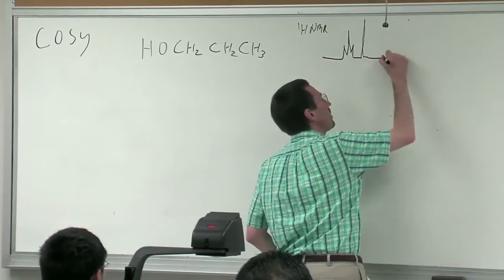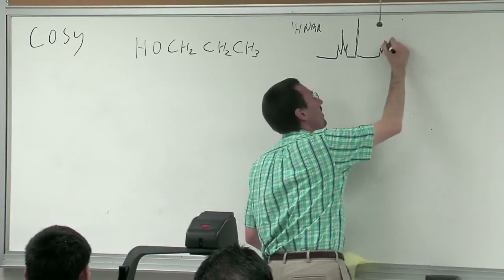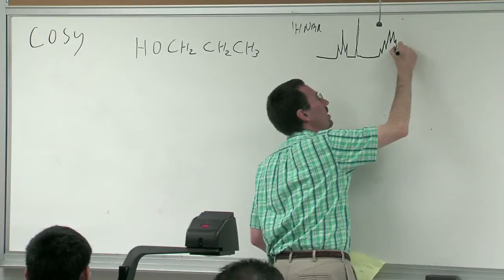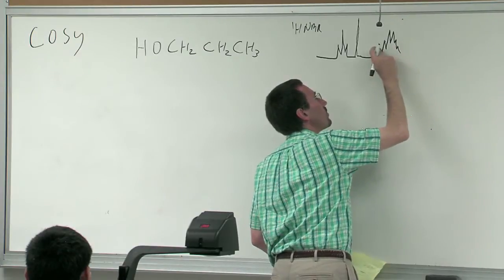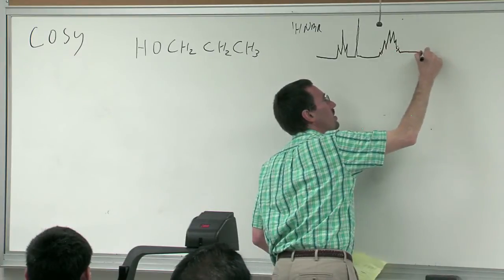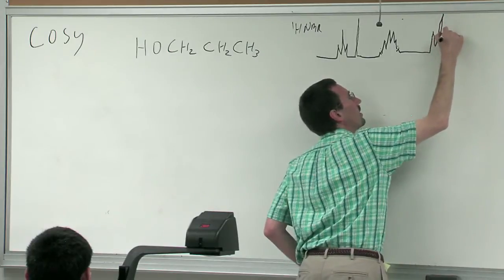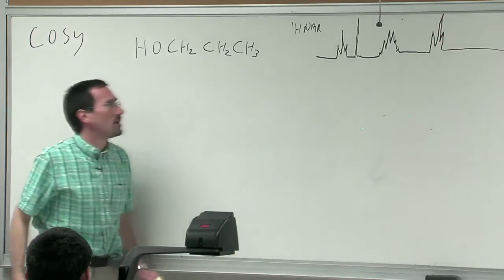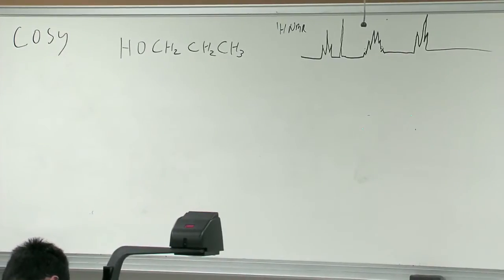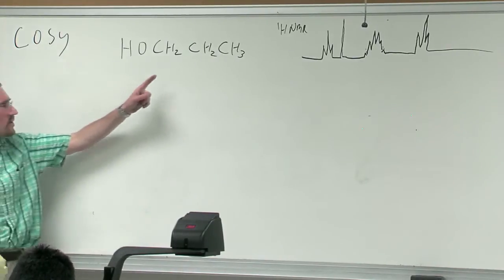You'll see something that looks kind of like a sextet in a 1 to 5 to 10 to 10 to 5 to 1 ratio. I guess that's not the prettiest of sextets. Let me make my outer peaks a little smaller. And then you'll see something that looks like a triplet in a 1 to 2 to 1 ratio. And as I said, you already know correlation.